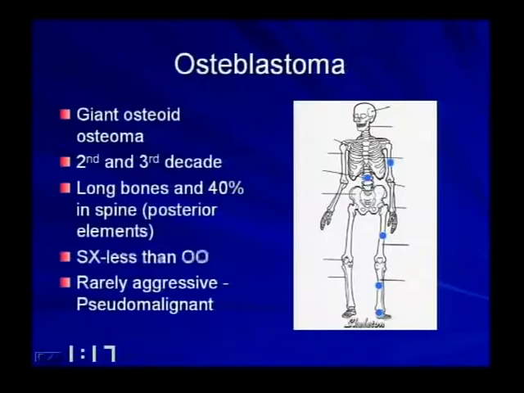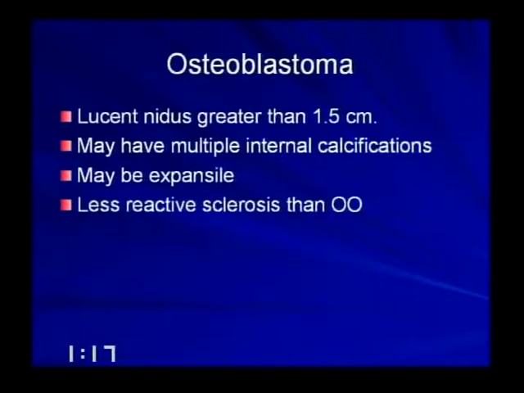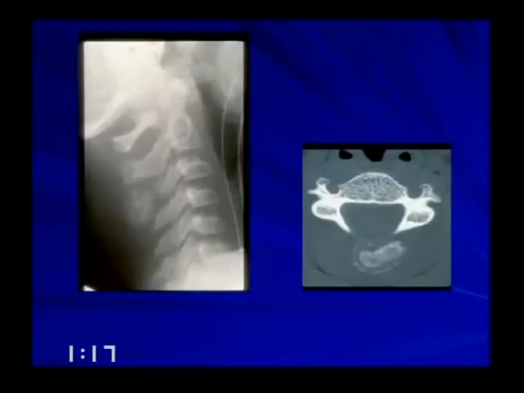Now, what about osteoblastoma? Think of it as a giant osteoid osteoma. They're much less common. They're less painful. They have less sclerosis. And they have a larger nidus, greater than 1.5 or greater than 2 centimeters. They can have multiple internal calcifications. And these frequently occur in the posterior elements of the spine.